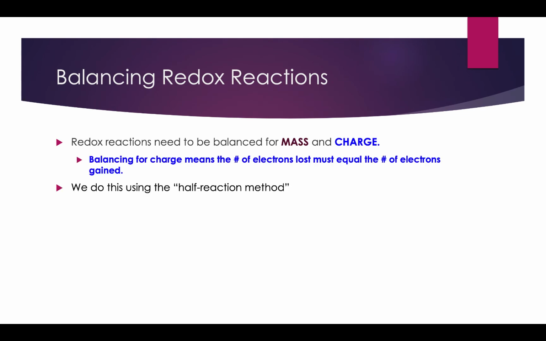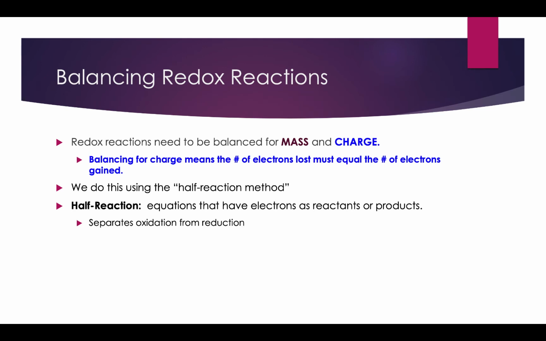So we can do this using the half reaction method. In the half reaction method, you write equations that have electrons as reactants or products, as we just did on the previous slide. And we separate oxidation from reduction, as we did on the previous slide.